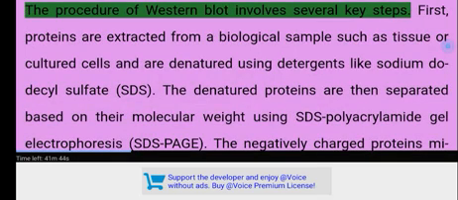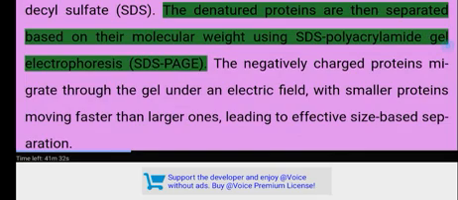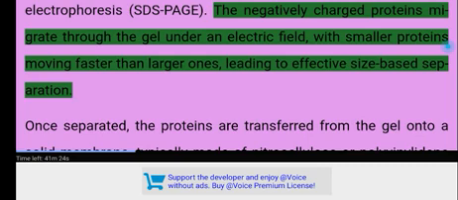The procedure of Western blot involves several key steps. First, proteins are extracted from a biological sample such as tissue or cultured cells and are denatured using detergents like sodium dodecyl sulfate (SDS). The denatured proteins are then separated based on their molecular weight using SDS polyacrylamide gel electrophoresis (SDS-PAGE). The negatively charged proteins migrate through the gel under an electric field, with smaller proteins moving faster than larger ones, leading to effective size-based separation.